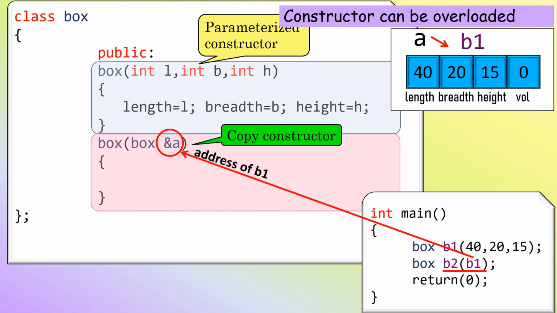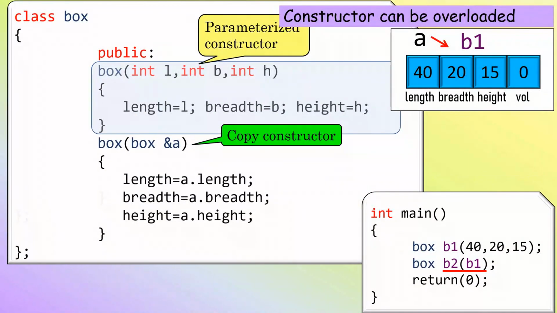The body of the copy constructor looks like this. Length is equal to A dot length, breadth is equal to A dot breadth, height is equal to A dot height. Here on the right hand side, length, breadth and height are referred to as A.length, A.breadth, A.height. Since A is an alias of B1 and A also points to the same length, breadth and height as B1, A.length, A.breadth, A.height are nothing but the values of object B1.